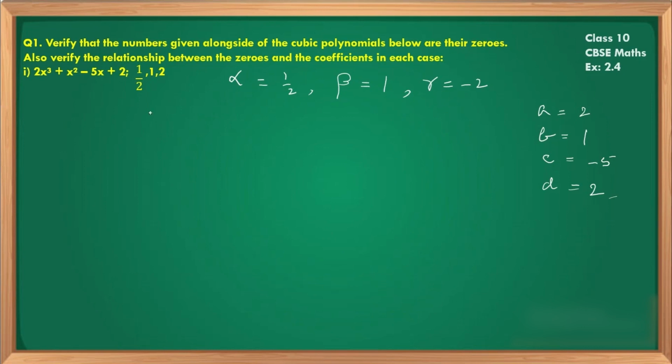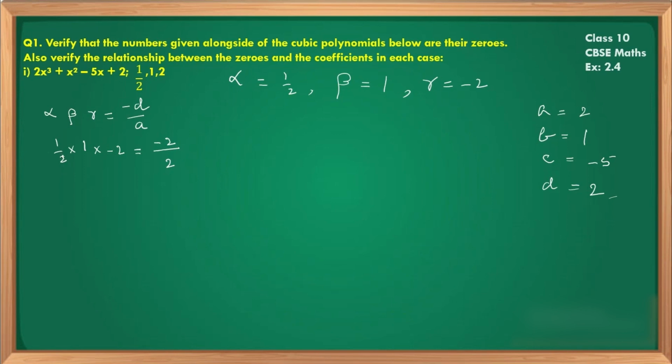Now we are going to do the product of zeros. Product of zeros is alpha into beta into gamma. This is equal to minus d by a. This we must remember when we have a cubic polynomial. In place of alpha we can put 1 by 2, into beta is 1, and gamma is minus 2. That is equal to minus d. Here d is 2 and a is again 2.